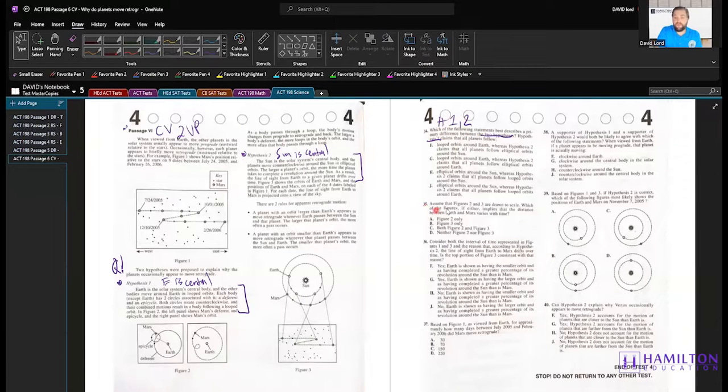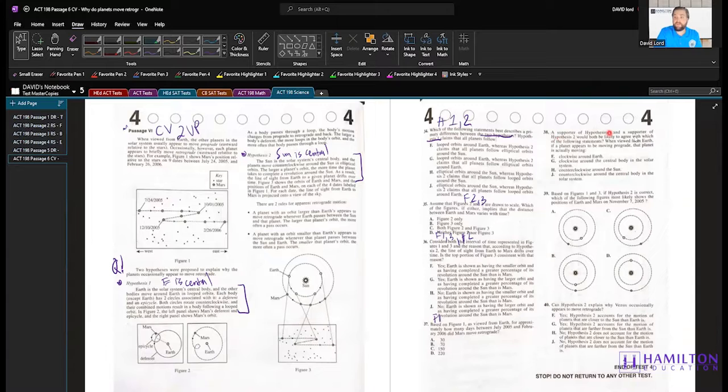For 35, it says figures 2 and 3 are drawn to scale. So we need to look at both figures 2 and 3 to answer this question. 36, figures 1 and 3 and hypothesis 2. 37, based on figure 1. So that question might be the easiest one to answer because you only have to look at one place to answer it. But we'll keep going.